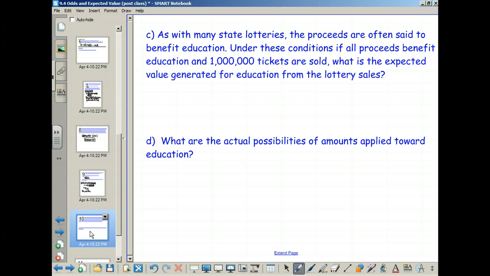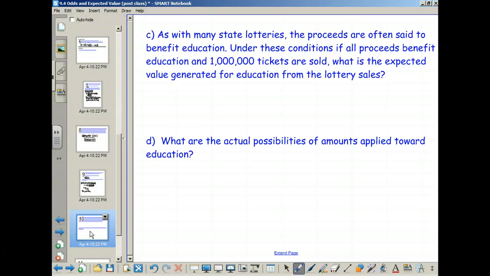It'd be stupid. Okay, this actually should hit a little bit home to you because lotteries do this a lot, and you need to actually see what they're doing when they do it. So as with many state lotteries, the proceeds are often said to benefit education. You heard that before? Yeah. Okay, so whether it is or it isn't, that's not the issue under discussion here. What I want you to see is this.